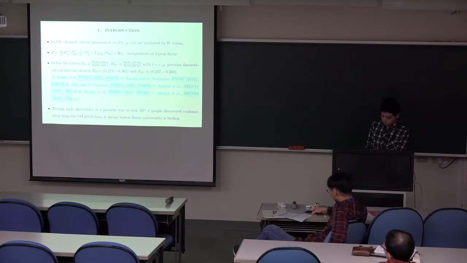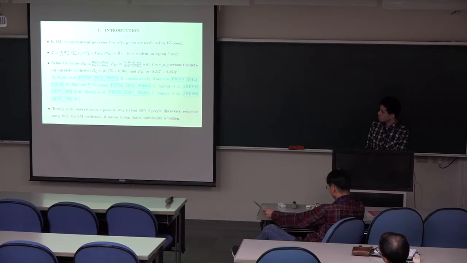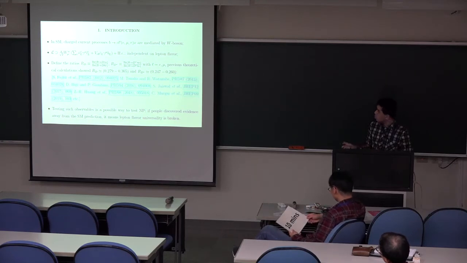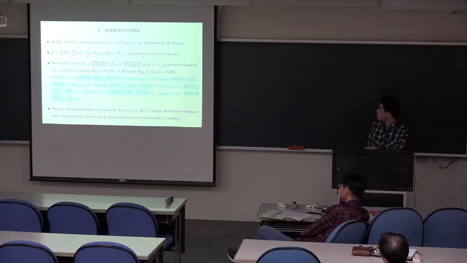And using the Standard Model interaction, different groups will predict different R_D and R_D* numbers like this, in this range. Testing the numbers of R_D and R_D* is a possible way to test new physics, because if we can find some evidence different from the prediction, we will say that the lepton flavor universality is broken.